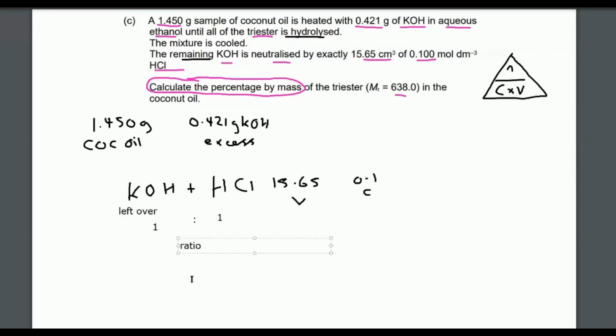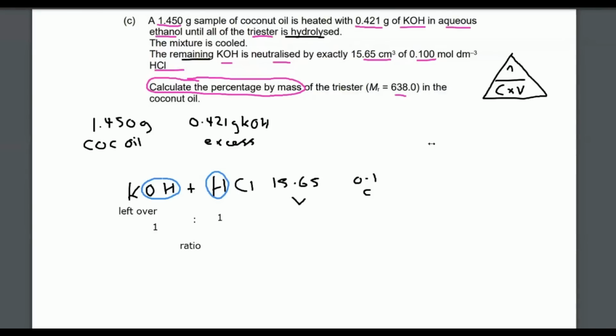But if you look at potassium hydroxide, there's one hydroxide ion in KOH, and there's one hydrogen ion in hydrochloric acid. So they're going to come together perfectly to make one molecule of H2O. So I know it's a 1-to-1 between the acid and the alkali or the base in this situation. So anyway, let's work out the moles of HCl. And in fact, we're working out the moles of KOH that were left over.